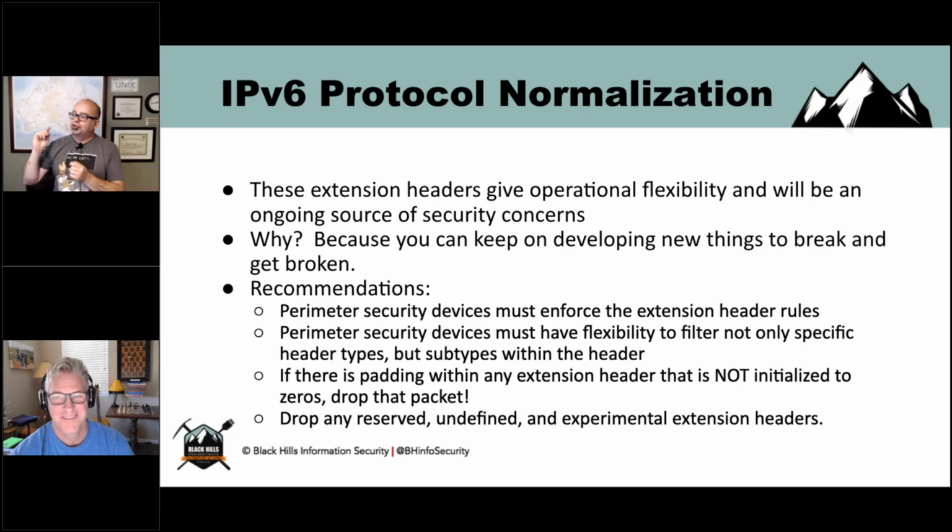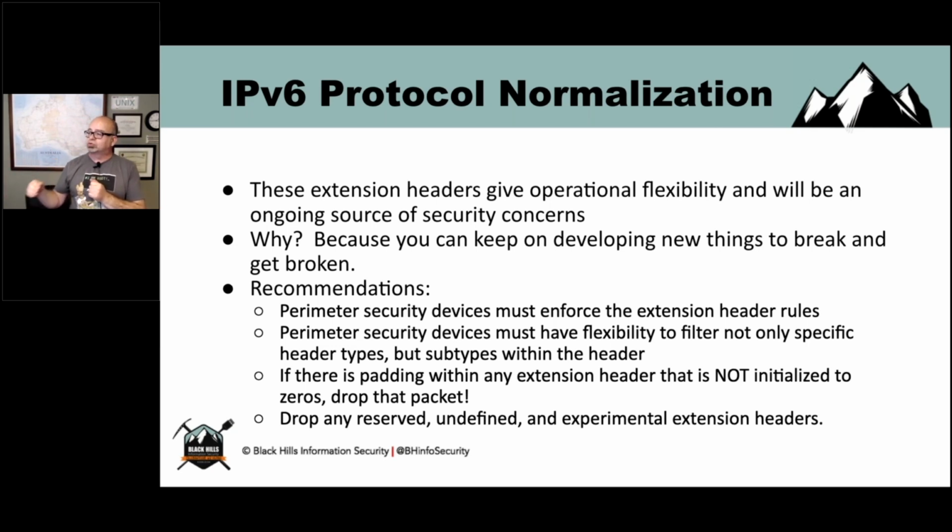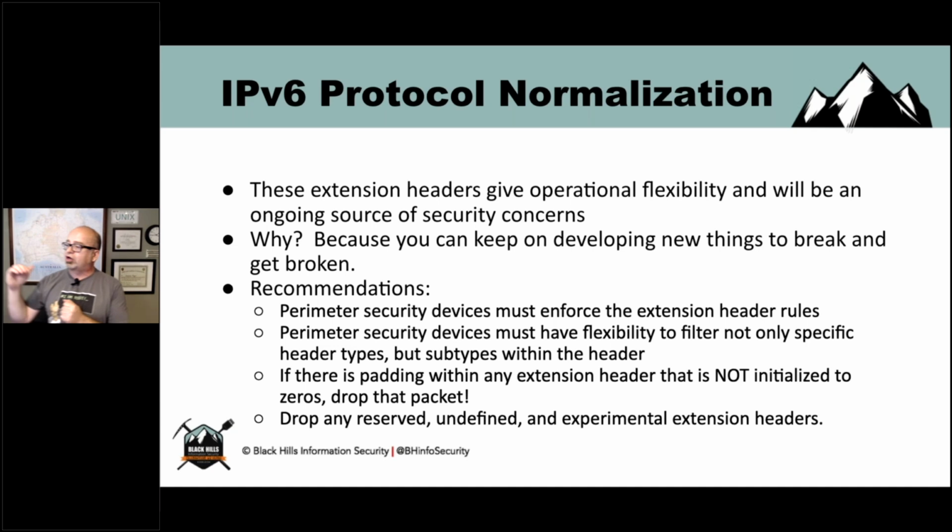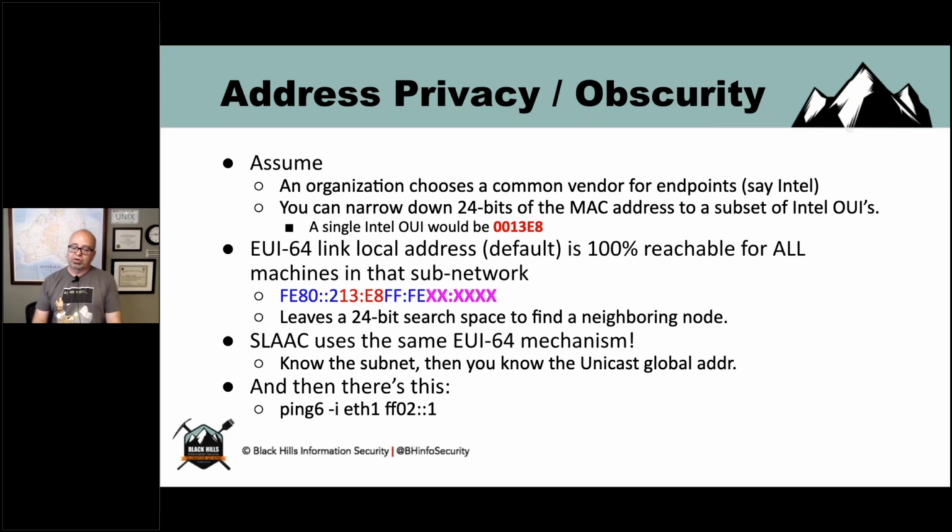So perimeter devices should enforce the security extension header rules. They should have flexibility to filter not only specific header types, but also subtypes within the header. If there's any padding in the extension headers that are not initialized to zeros, that packet should be immediately dropped. And any reserved, undefined, or experimental extension headers need to also be dropped. So whatever perimeter security device you have, you need to have some protocol normalization features in it that allow you to examine the extension headers and to take the appropriate precautions with your network.